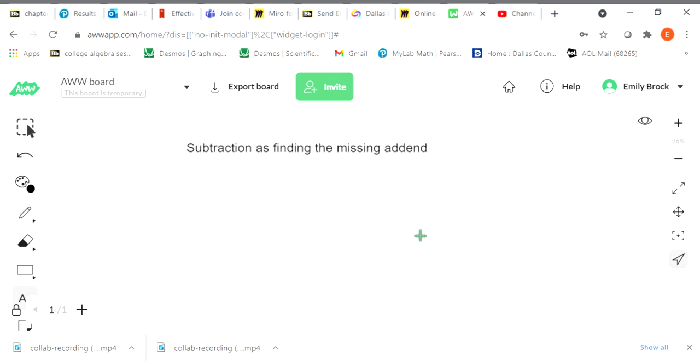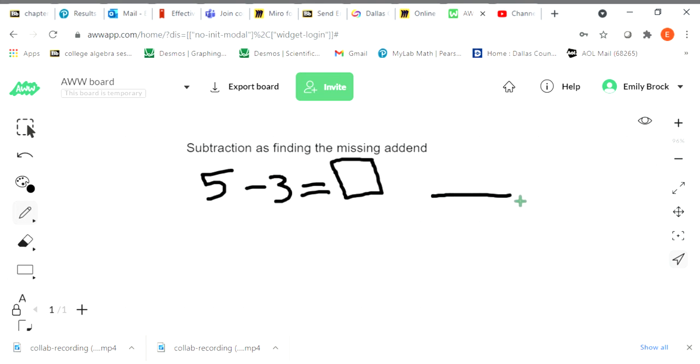Now I would like to talk about subtraction as finding the missing addend. Let's start with something with whole numbers. Let's say we have 5 minus 3. Seen that before. 5 minus 3, and we want to know what that is. Well, this could be like you have $3 and you need $5. You want to know how much you need to add to 3 to get to 5.